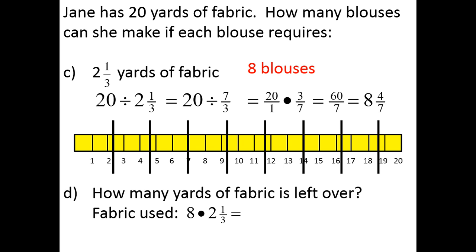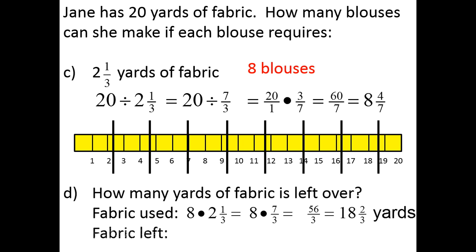So she used 2 1/3 yards for each of her 8 blouses, which was a total of 18 2/3 yards. The fabric that was left was what she had left over from the 20 yards. So 20 minus 18 2/3 is 1 1/3 yards. So the amount of fabric that was left over is 1 1/3 yards.